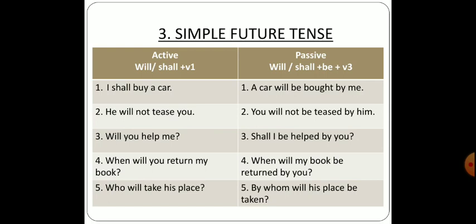Now if you observe over here, this is very easy, that the object becomes the subject when we change into passive. Moreover to that, we are supposed to change the verb, that we are supposed to use the third form. Over here in the first sentence you can see buy changes into bought, tease changes into teased, help into helped, return into returned, take into taken. So you have observed over here, and by is compulsory to use.